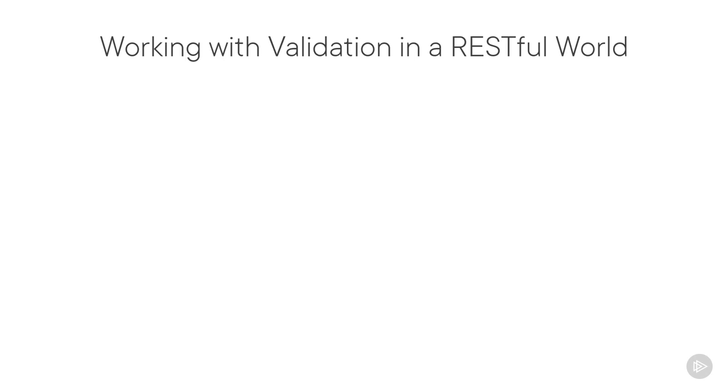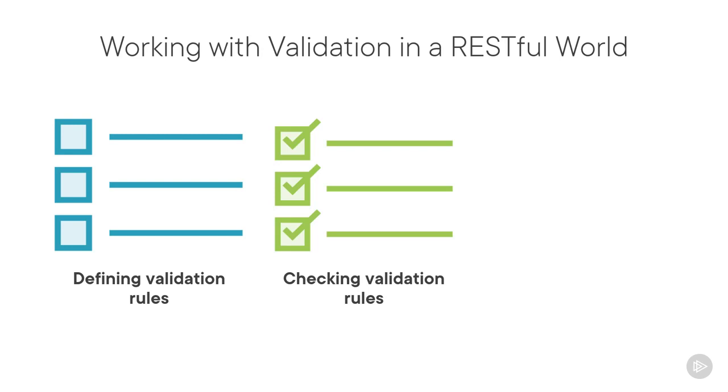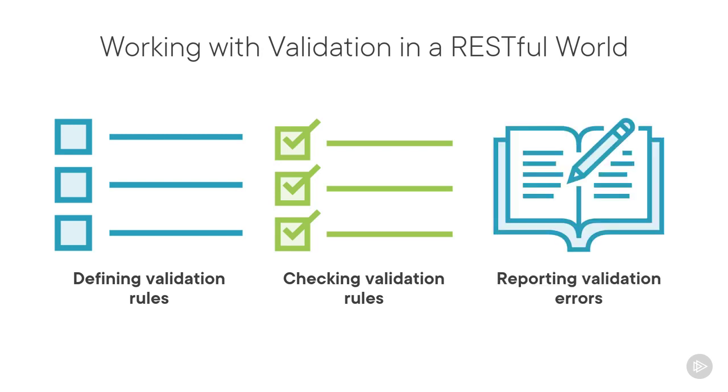When talking about validation, there's essentially three things we need. We need a way to define our validation rules, we need a way to check them, and we need a way to report these validation errors to the consumer of the API. Mind you, we don't return those errors to let the consumer know whether they or the server made a mistake.